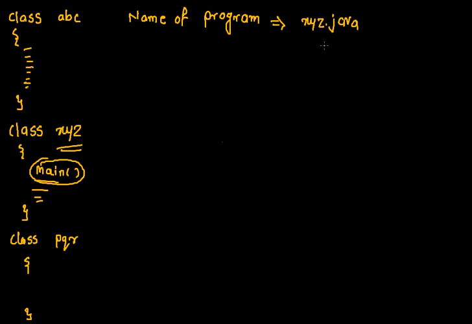Okay, so now how to compile this kind of program? For compiling the program, we will use the Java compiler, and you can invoke that using javac. javac is the name of the Java compiler, so you will have to write javac space xyz.java and then press enter.